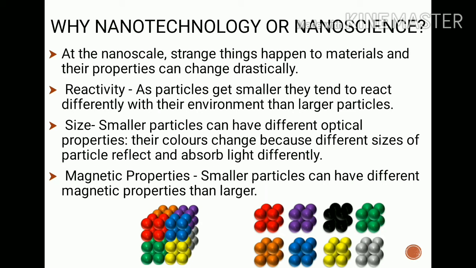Why do we have to use nanotechnology or nanoscience? At the nanoscale, strange things happen to materials and their properties, whether physical or chemical, which change drastically. The first property we are going to discuss is reactivity. As particles get smaller, they tend to react differently with their environment than larger particles. The second property is size. Smaller particles can have different optical properties. Their colors change because particles of different sizes reflect and absorb light differently. Next is the magnetic property. Smaller particles can have different magnetic properties than larger particles.